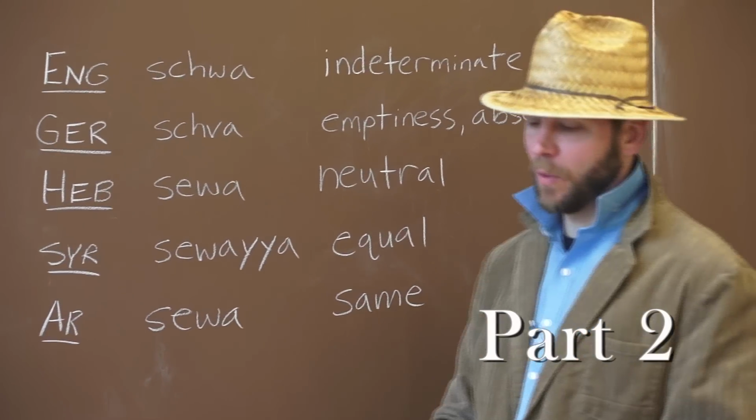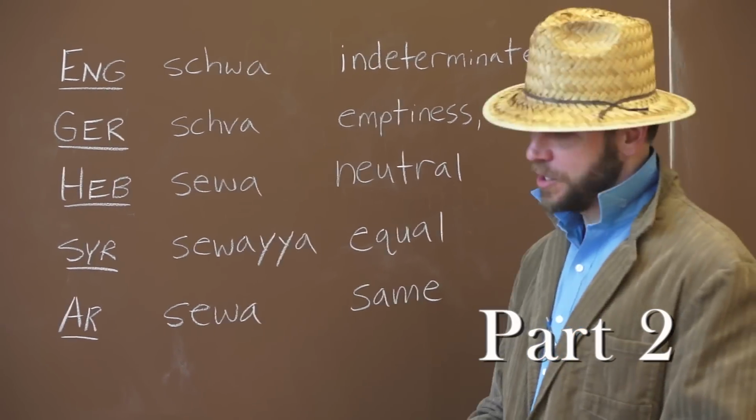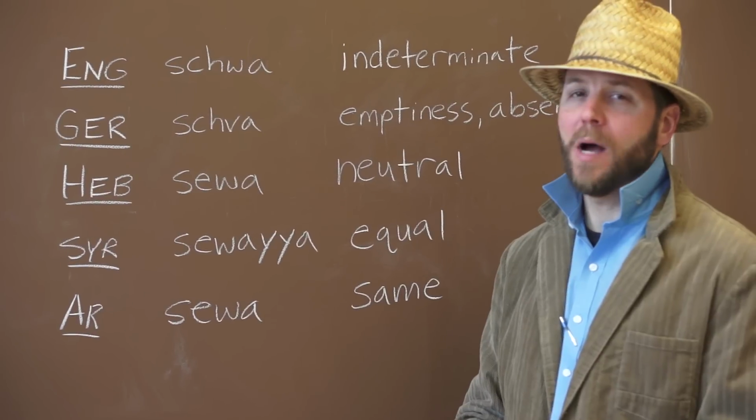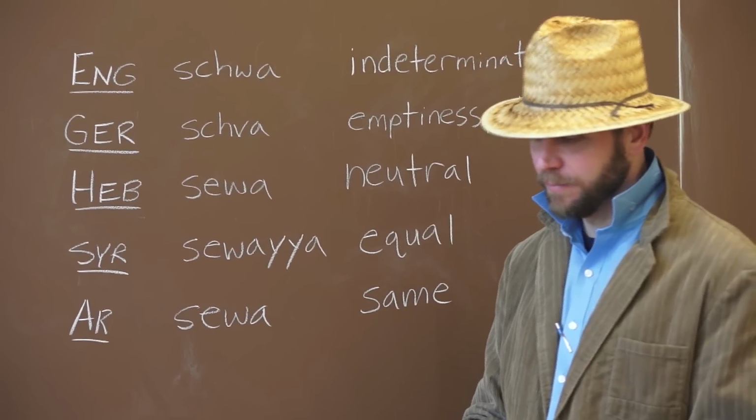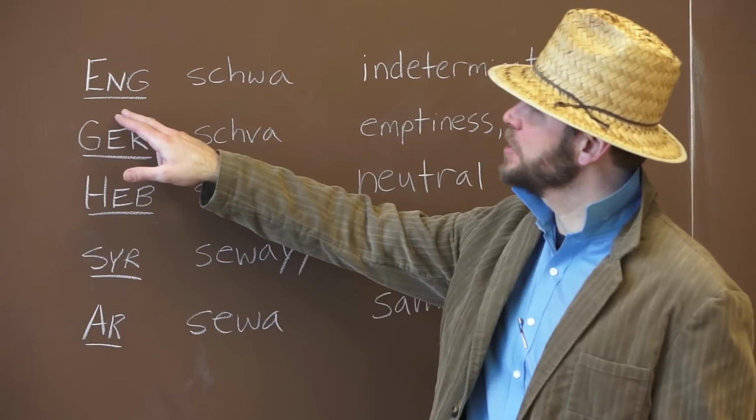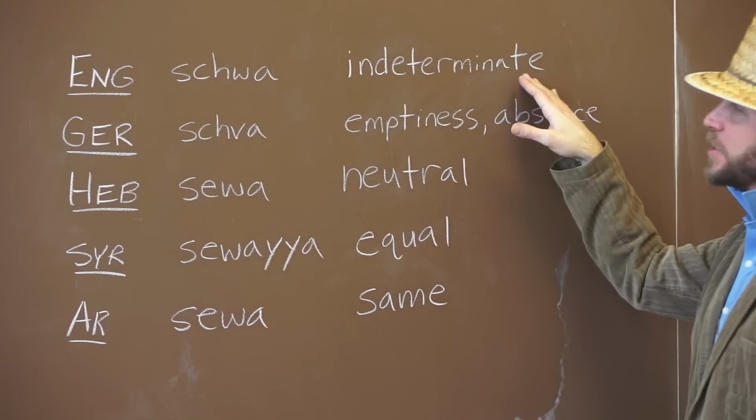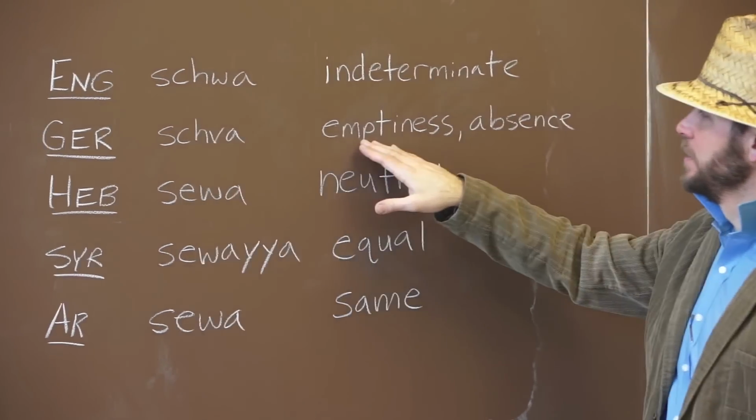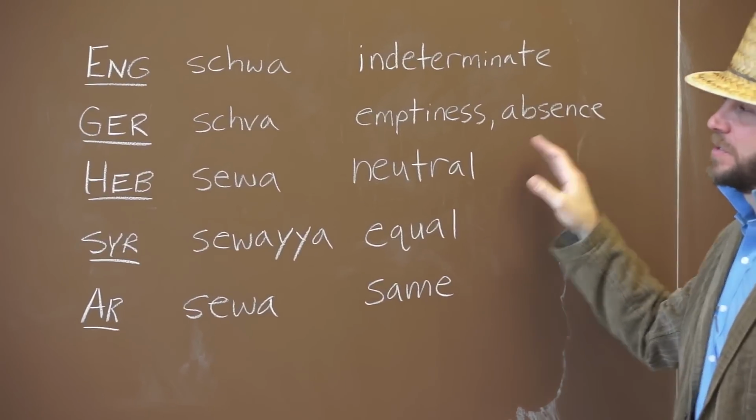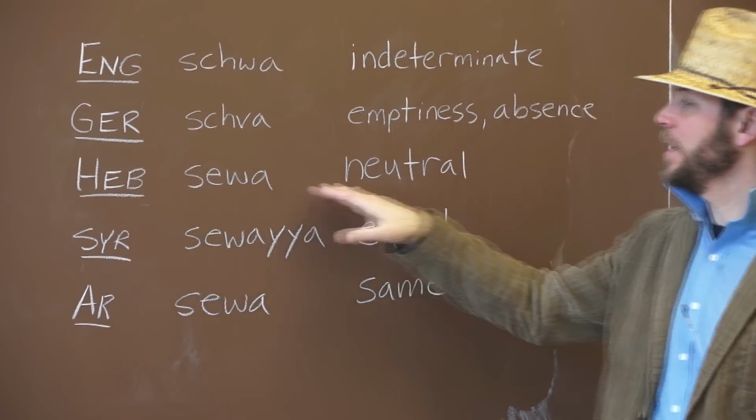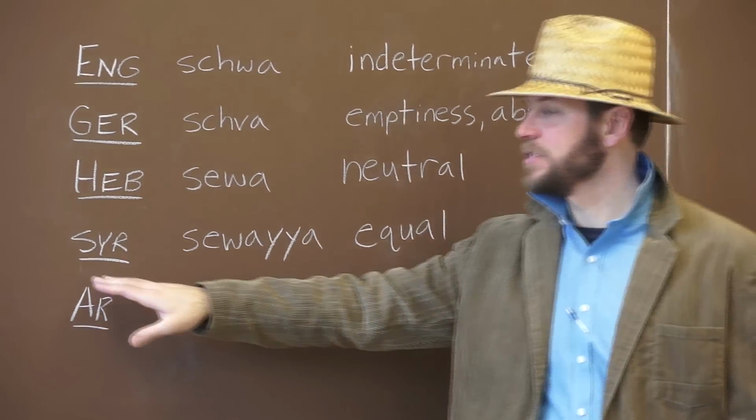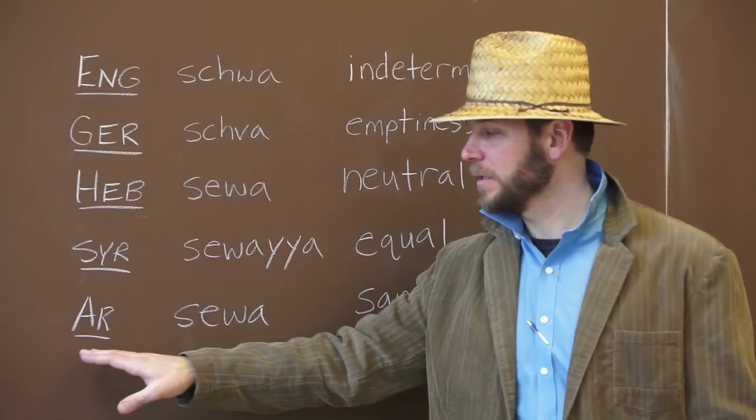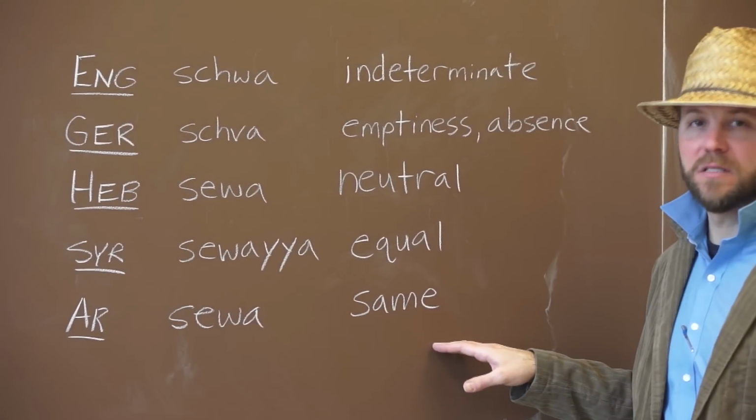Now on to the second component of this lesson, the origin of the Schwa sound. Why do they call it a Schwa and not just a? Well, in English, Schwa means indeterminate vowel sound. In German, Schwa, emptiness or absence. In Hebrew, Sawa means neutral. Ancient Syriac, equal. In modern Arabic, Sawa means same.